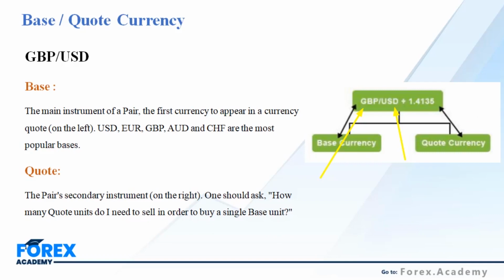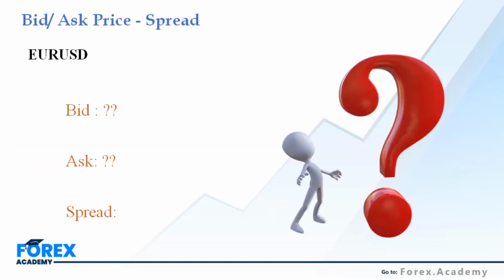So if I want to buy GBP, I need to give 1.41 USD. If I want to buy Euro USD, I need to give like 1.12. Let's suppose the exchange rate between Euro USD is 1.20. So I need to give 1.20 units of US dollar in order to buy the Euro currency. So that's what we call the base and code currency.